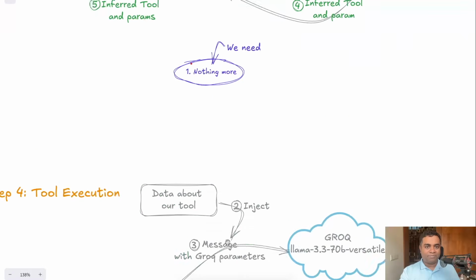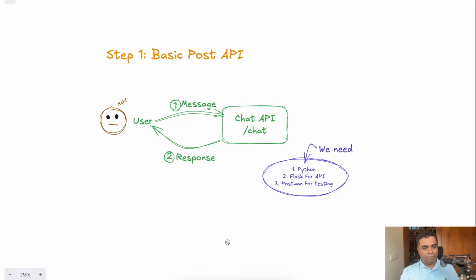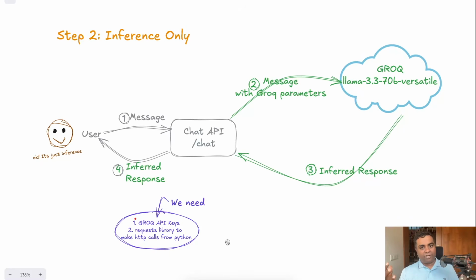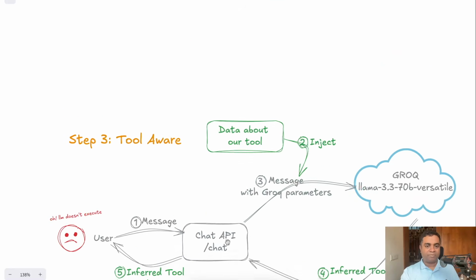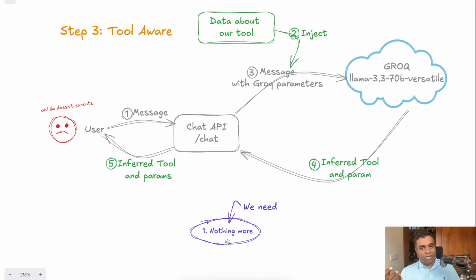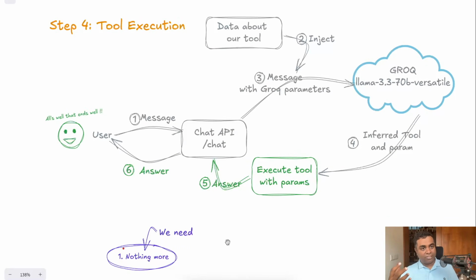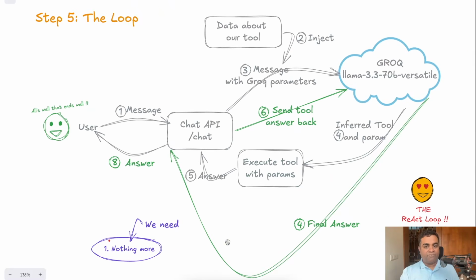Now for the recap. We started with a basic post API. Added inference to it by calling an LLM on grok, made this system tool aware, and now we inferred the tool and then the param. We executed the tool in step 4, and in step 5 we implemented the React loop, thought, action and observation. Now that you have the smallest, most basic AI agent, you can now go about adding layers and layers on the top of it to make it truly production. As they say, how do you eat an elephant? Bite by bite. And I hope the first bite we took, you liked it.